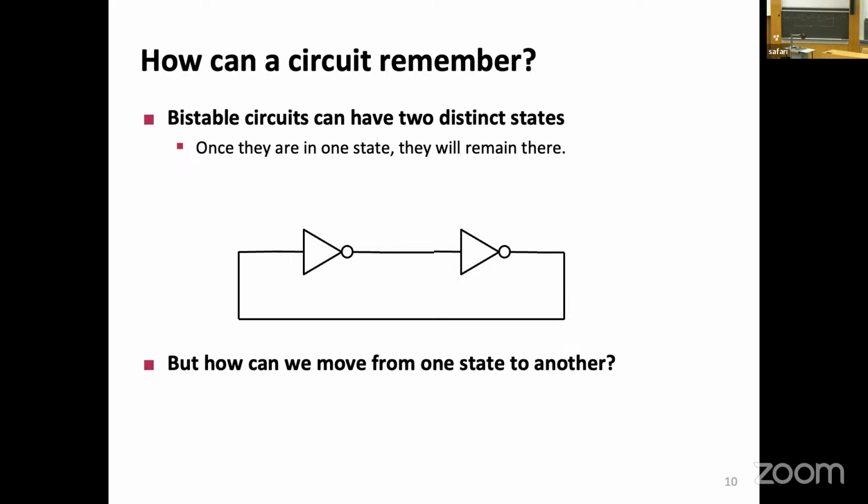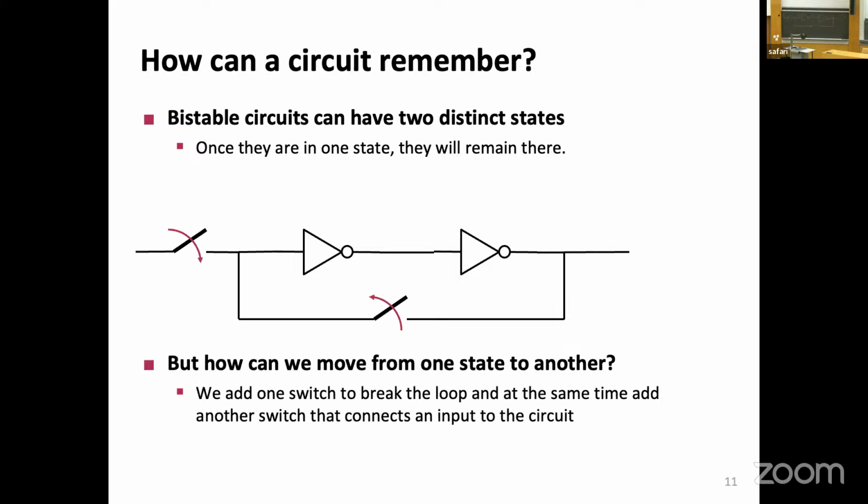Okay, showing it on the blackboard was bad. So let's see how it works once again. I have two distinct states. We add one switch to the input, we add one switch to the loop, and we make sure that when one of them is closed, the other one is open, and vice versa.